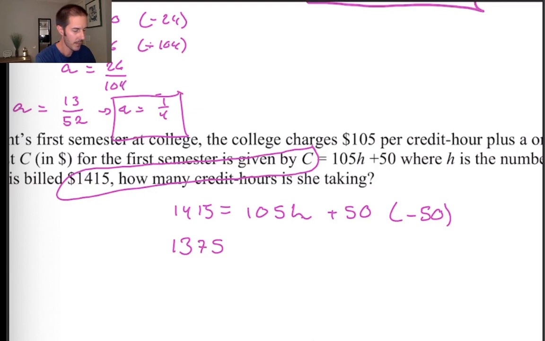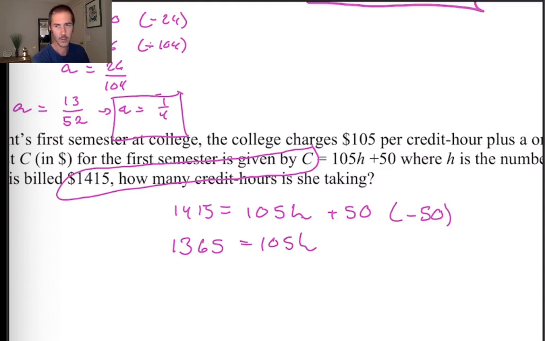$25, $35, $40. $35 and 15 makes 50. Nice. Okay, so that's equal to 105H. Divide both sides by 105 and you'll have your final answer.